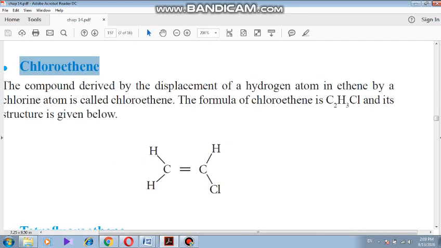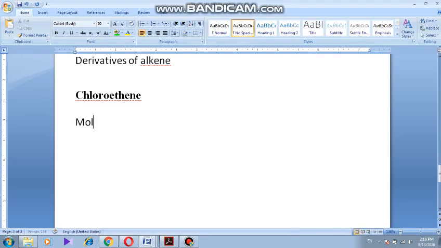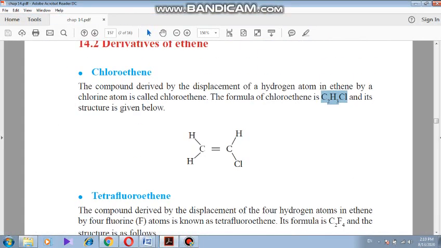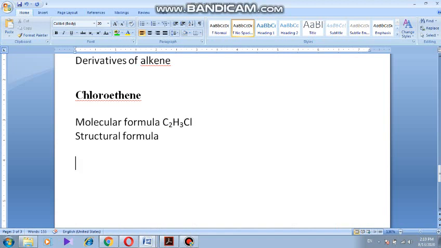Okay, so you have to write the very first thing, chloroethene. This is the molecular formula. So first you are writing the molecular formula. So what is the molecular formula? C2H3Cl. C2H3Cl is the molecular formula. Then you have to draw the structural formula as it is shown in the textbook. Here is the appearance of the structural formula. So that is chloroethene. What has happened here? A chlorine atom displaces a hydrogen atom. That is chloroethene.